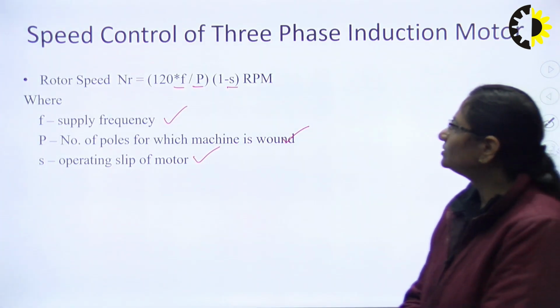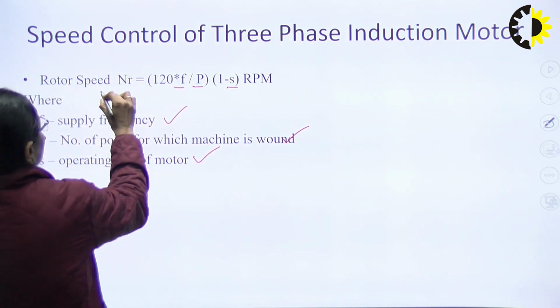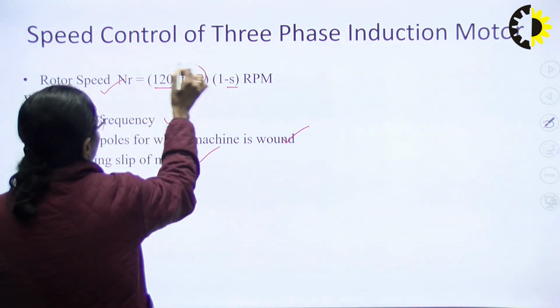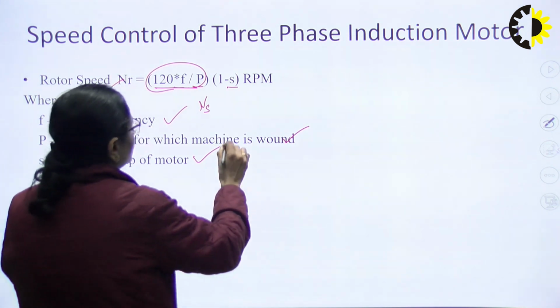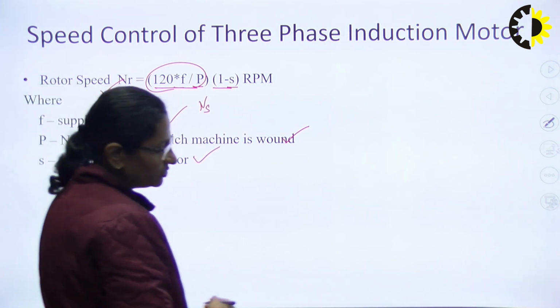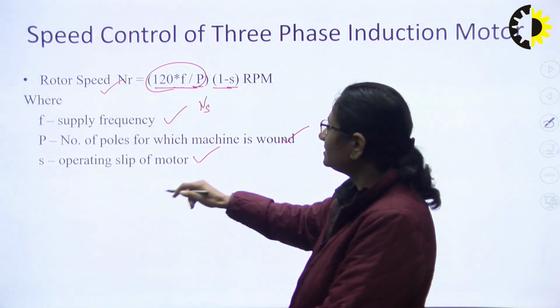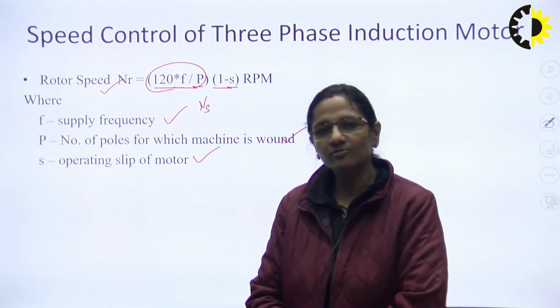As we know, the rotor speed of a three-phase induction motor is given by the formula Nr equals 120 f upon P, where 120 f upon P is nothing but the synchronous speed Ns of the rotating magnetic field, into (1 minus s), where s is the operating slip. So from here we can see the speed of the rotor depends upon the supply frequency, the number of poles for which the machine is wound, and the operating slip of the motor.